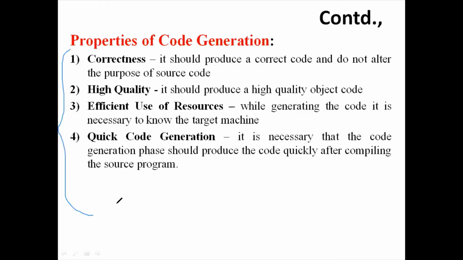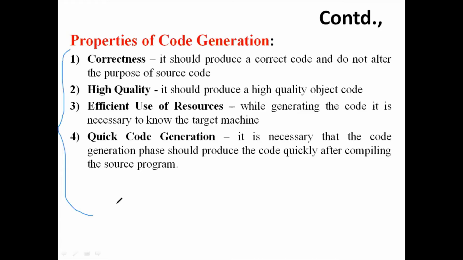What about correctness? Correctness means it should produce efficient, correct target code and not alter the purpose of the source code. For the given target program, you have to always produce the correct output without altering the source code's purpose. Then high quality. It should produce high quality object code.